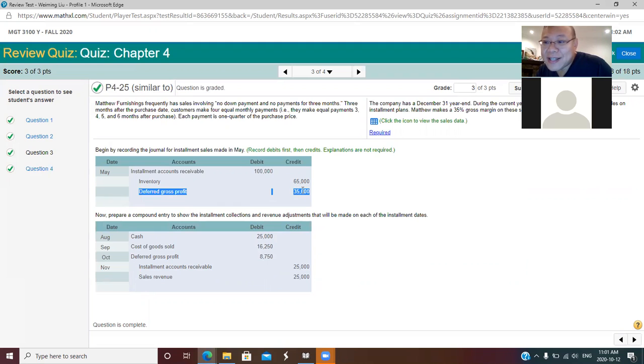So this is kind of like an unearned revenue, right? So when you earn the revenue, you're gonna do the opposite. You're gonna debit deferred gross profit. Over time, you're gonna make this a gross profit instead of deferred gross profit. Over time, you're gonna debit in total 35,000. For this installment payment, you debit 8,750. This number is 35% of the installment sales revenue.